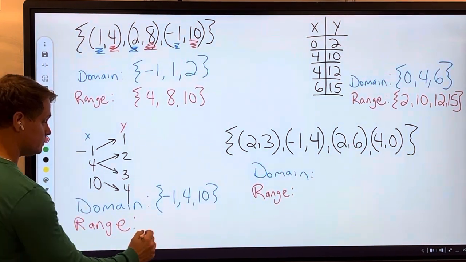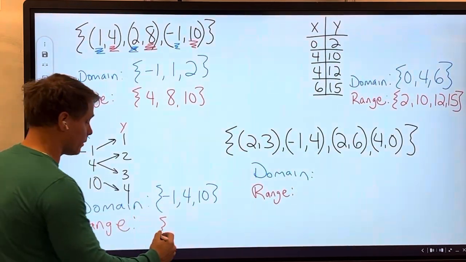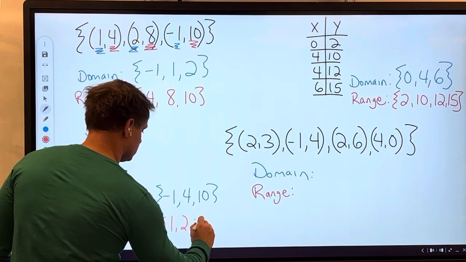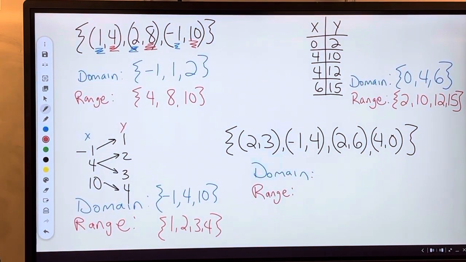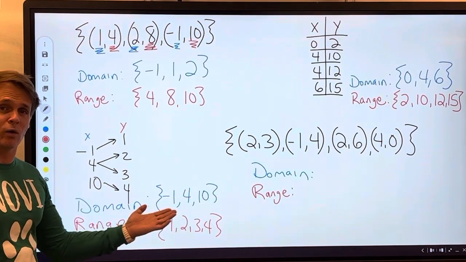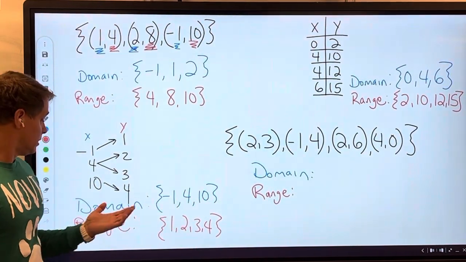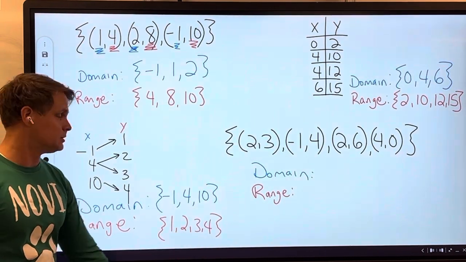The range is also in ascending order, 1, 2, 3, 4. Now I'm writing them inside the set symbol right here. It's a set of numbers. The domain, the set of numbers for the domain, the set of numbers for the range.